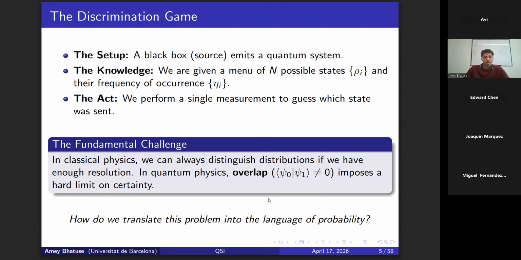You do one measurement or the other measurement. But as you know, in quantum physics, your quantum state is actually a superposition of all of those outcomes. And the overlap is not either 0 or 1. And that creates a very hard limit on your certainty. So let's see how we can translate this problem into probabilities, and then we go on to answer this question: how do we do this in quantum physics?